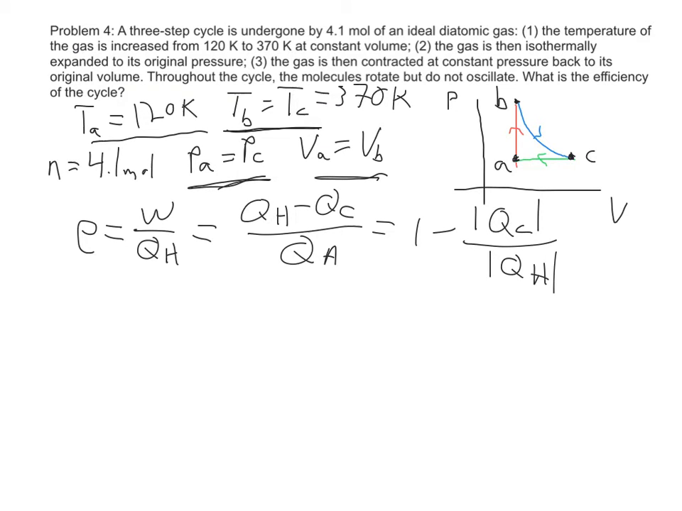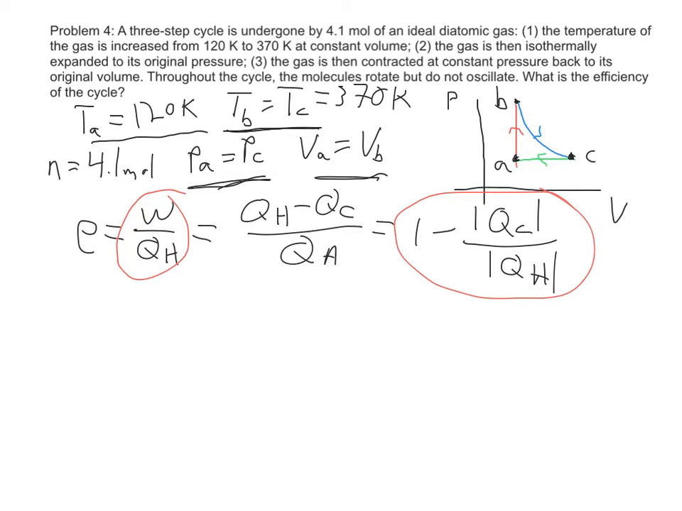So you can really go about this problem multiple ways. I've solved it twice myself, once finding the work and QH, and then again finding QC and QH. I'm going to point you in the direction of the second solution just because it's a little simpler, but either way is totally fine. It's almost the same amount of work no matter what you do.